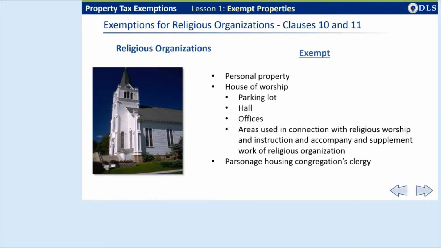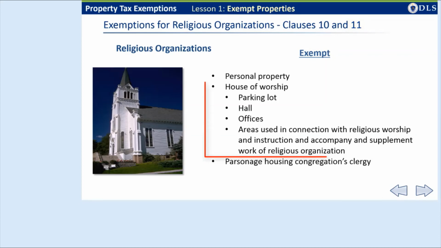Clauses 10 and 11 provide exemptions for property of a religious organization of any denomination. Clause 10 exempts all personal property owned or held in trust for use by a religious organization for religious or charitable purposes. Clause 11 exempts the following real property owned or held in trust for a religious organization: a church, synagogue, mosque, or other house of worship used and occupied for religious services or instruction, and a parsonage used and occupied as a residence for its clergy.